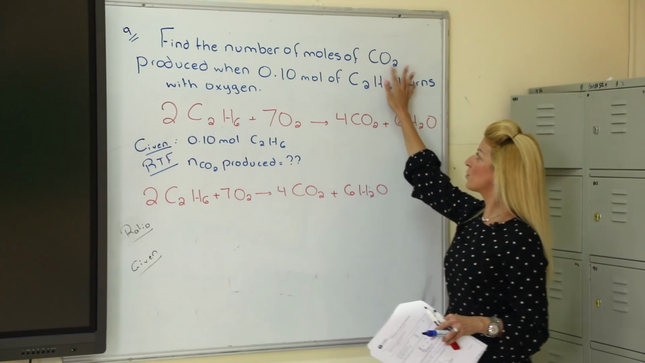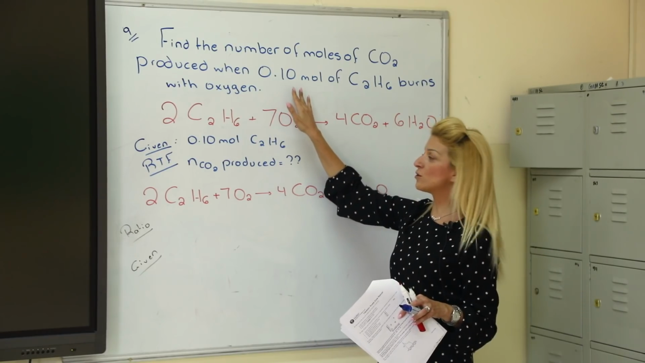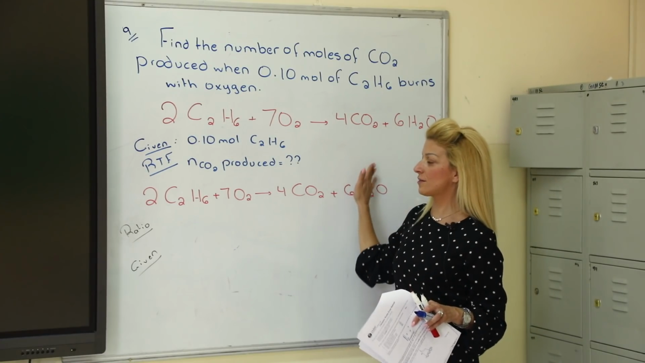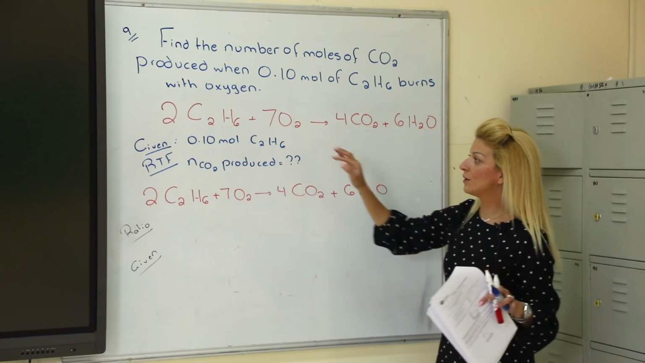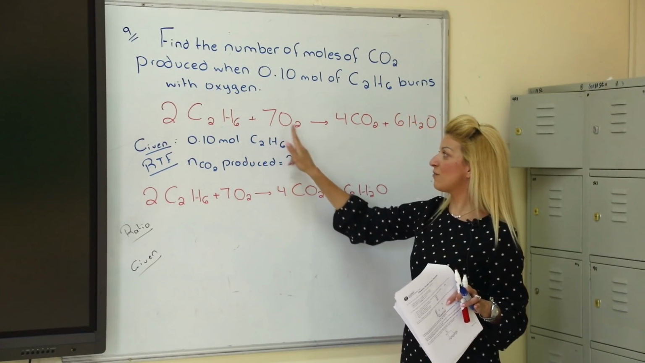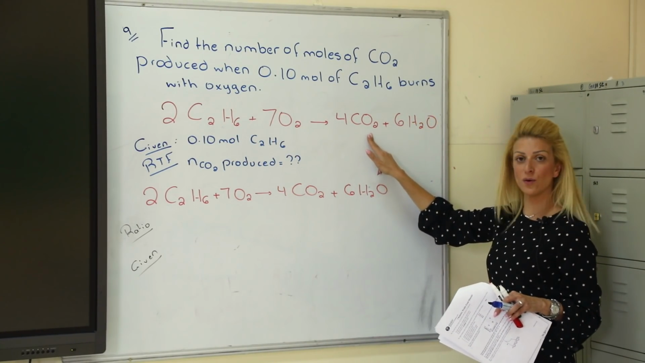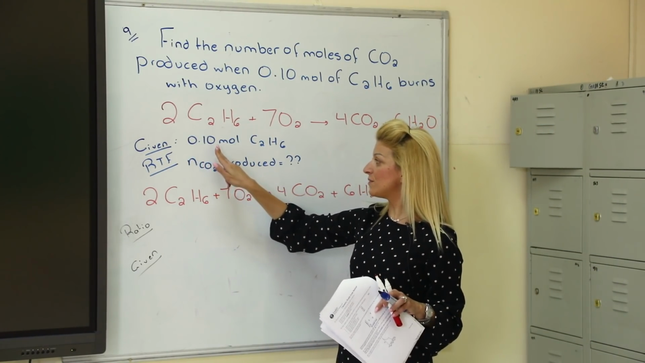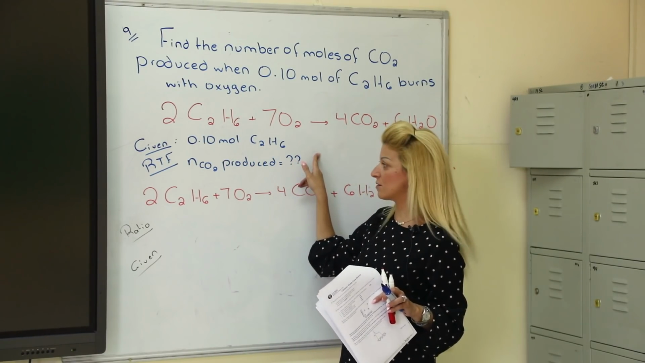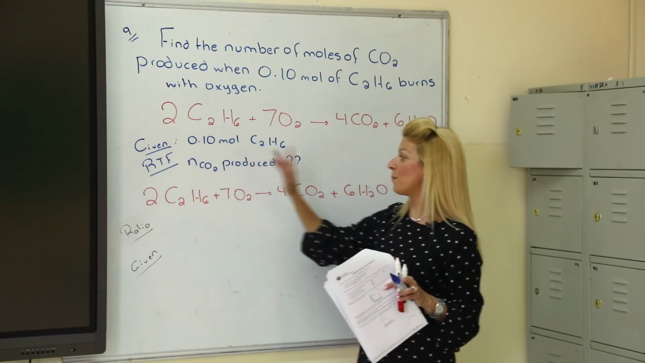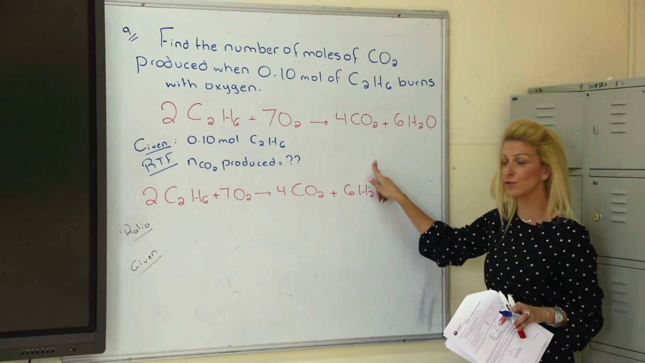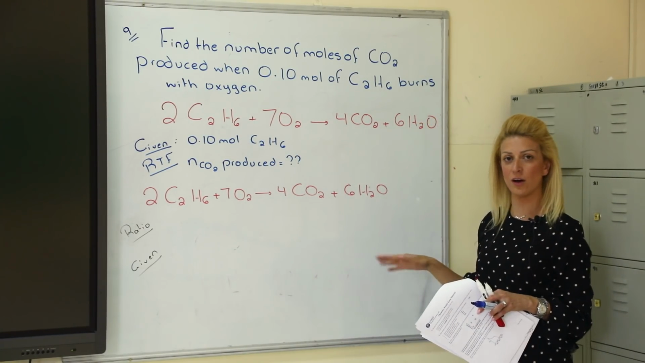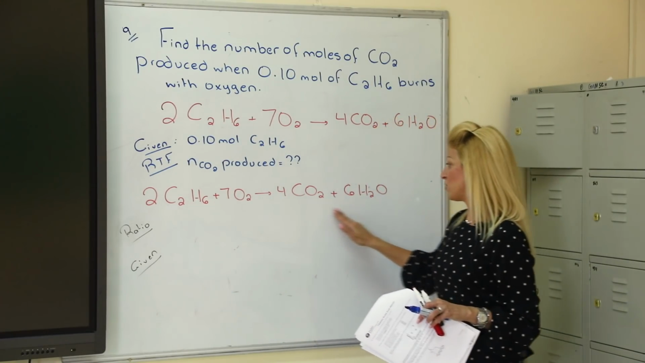Find the number of moles of carbon dioxide produced when 0.10 moles of C2H6 burns with oxygen gas. The equation is given below. 2C2H6 plus 7O2 gives 4CO2 plus 6H2O. The given is 0.10 moles of C2H6. Required to find is the number of moles of carbon dioxide produced when this many moles of C2H6 will burn completely in oxygen.